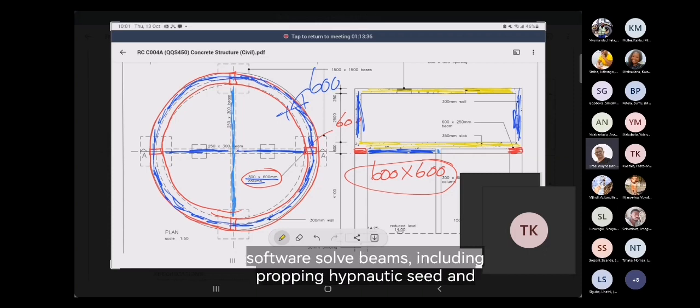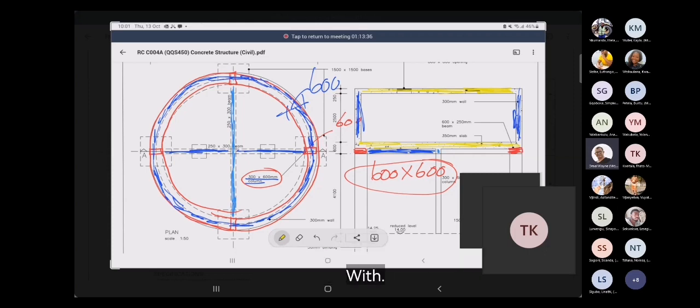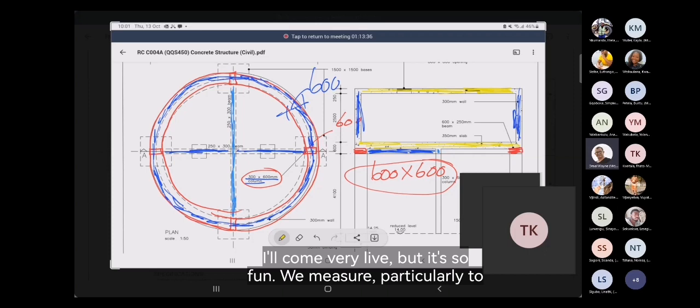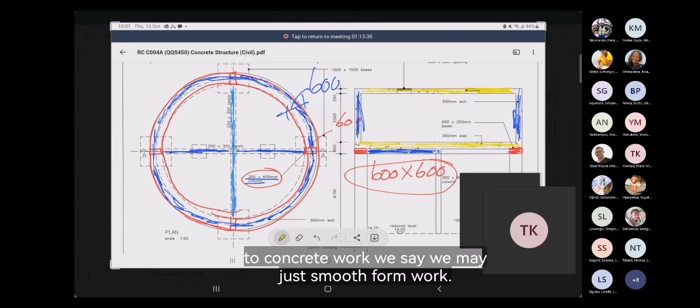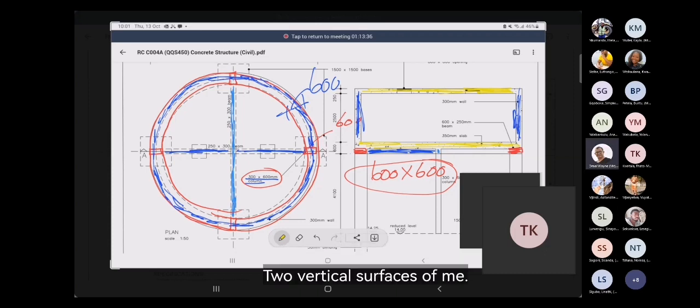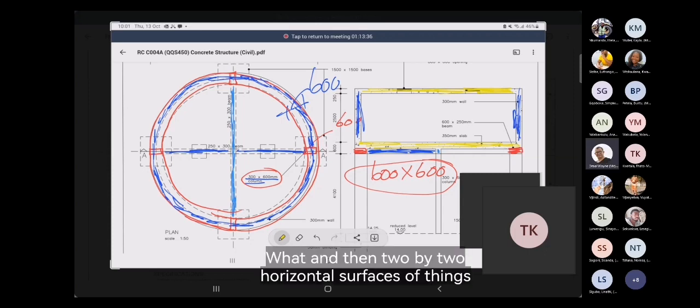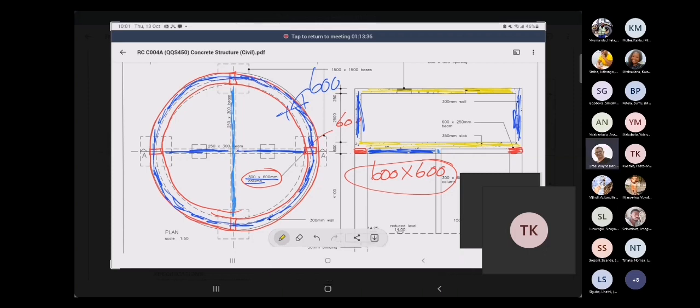including propping up, not exceeding 3.5, not exceeding 5 meters high from bearing level. But in some ones, where we measure particularly to concrete work, we say we measure smooth formwork to vertical surfaces of beams. Right? And that goes for horizontal surfaces of beams. And we indicate how high it would be measured, not in a category.